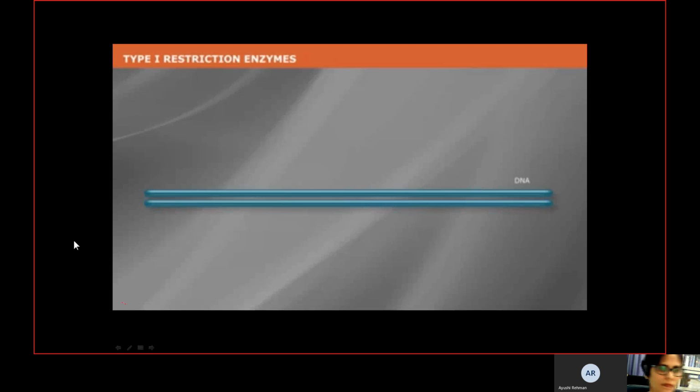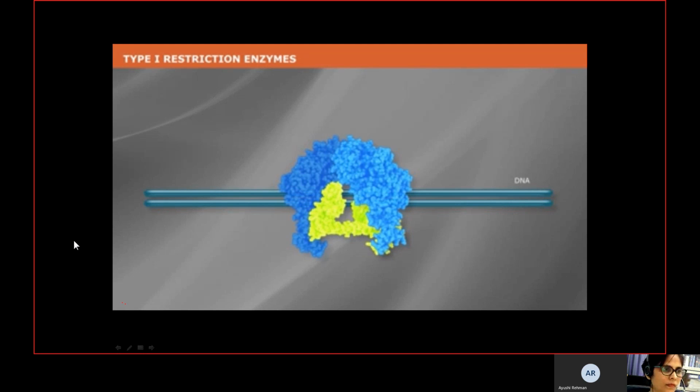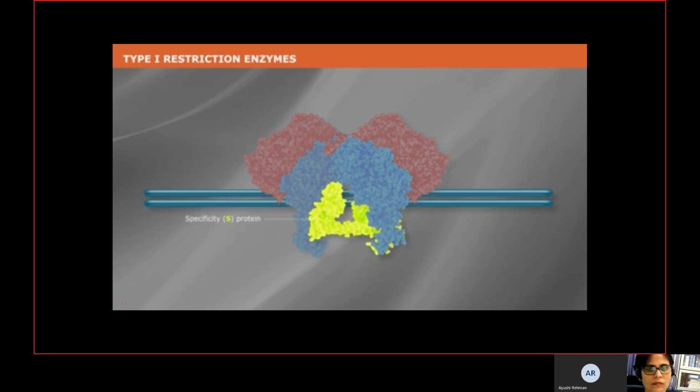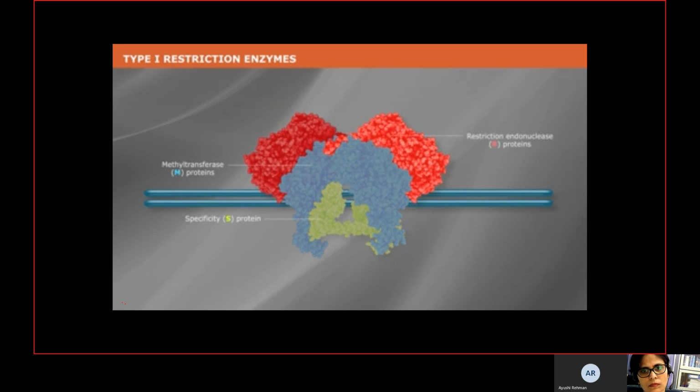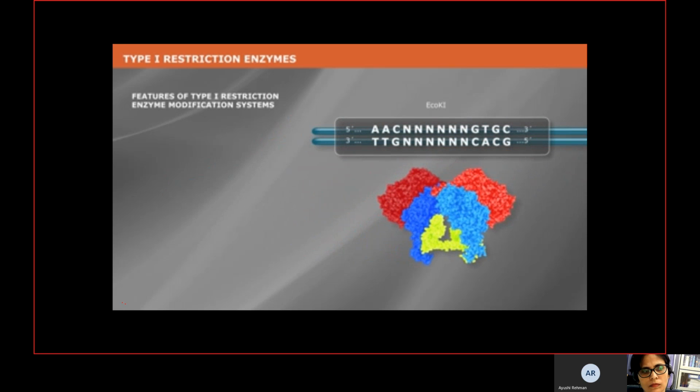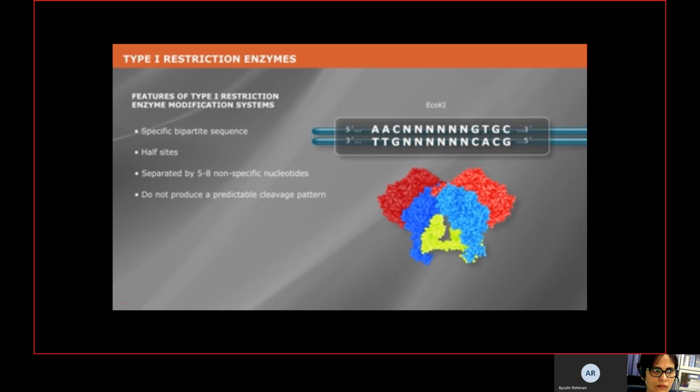Type 1 restriction enzymes consist of three proteins that function as a single protein complex. The complex typically consists of a specificity protein, two methyltransferase proteins, and two restriction endonuclease proteins. The type 1 restriction modification systems recognize a specific bipartite sequence with the half sites separated by 5 to 8 nonspecific nucleotides. They do not, however, produce a predictable cleavage pattern.